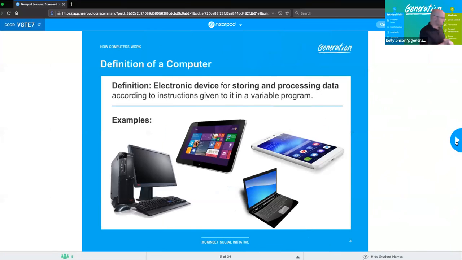So, first, we have a basic definition of a computer, which is an electronic device for storing and processing data according to the instructions given to it in a variable program. Initially, computers were just people who did mathematical computations. Over time, they found a mechanical means of doing this, and started developing some of the first very simple computers, and gradually found more and more uses for them as our understanding of how to use this technology has grown and become more commonplace in people's homes and lives.